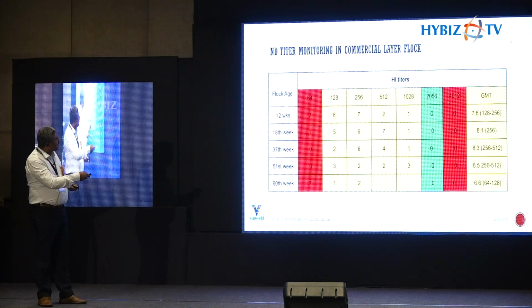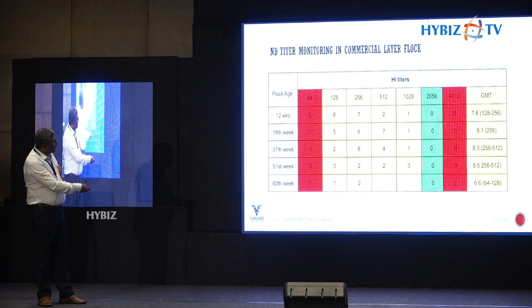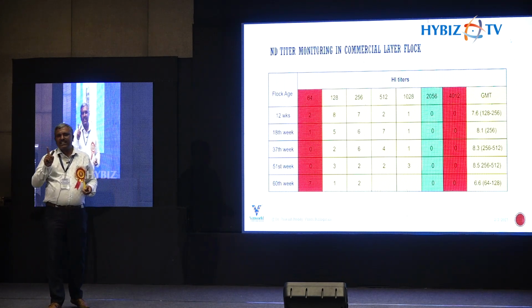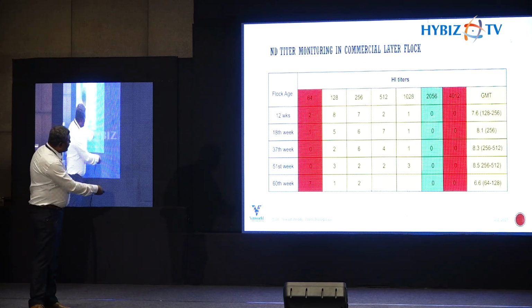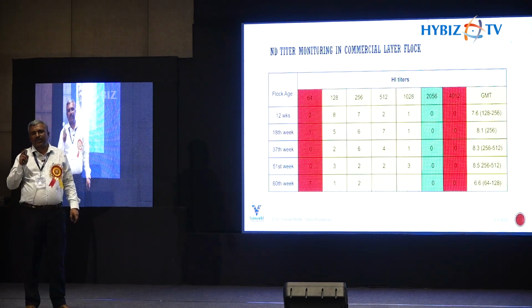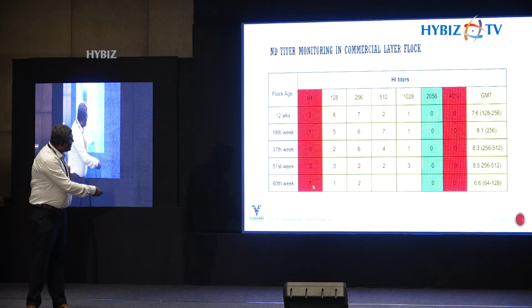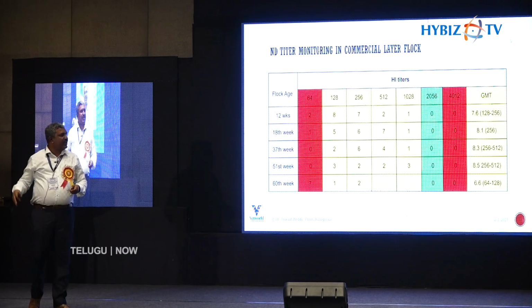This is one example in commercial layers. You can see this is the titer value, 64, and how many birds are there. At 12 weeks, you can see this is a good protective titer, but as there is no production, that's fine. But at 18 weeks, most of the titers should fall here, except one. At 37 weeks, you are maintaining the titers. By 60 weeks, there is no mid-lay vaccine done in this particular flock. The titers are coming to 60, 64. So when the challenge happens here, you can face a huge production drop.